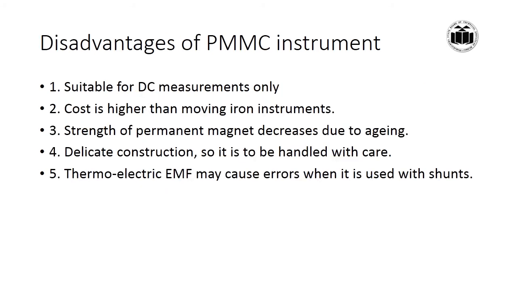Some disadvantages also: it is suitable only for DC measurements. However, AC measurements can be done by making some arrangements within it. By adding some electronic circuit, we can also use it for AC measurement. Cost is higher than moving iron instrument. The strength of the permanent magnet decreases due to aging. The construction is delicate, so it is to be handled with care. Thermoelectric EMF may cause errors when used with shunts.